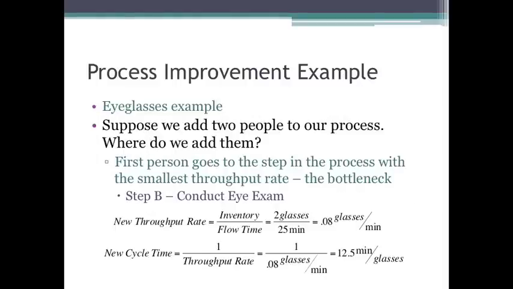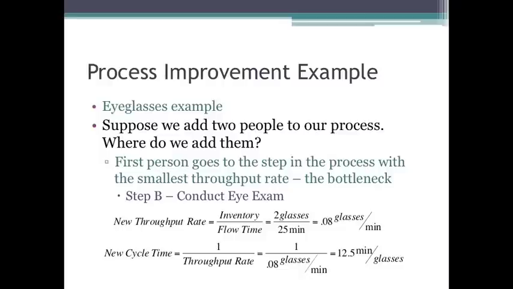So, we decide to improve our process by adding 2 people. Where do we add them? Well, we add them to the only places that will improve the process. We add it to the bottleneck. So the first person goes to the step in the process with the smallest throughput rate. So we add it to the bottleneck, the eye exam step. So we hire a second optometrist.